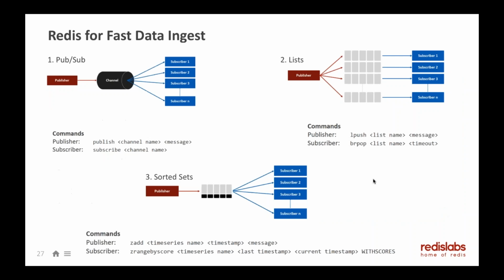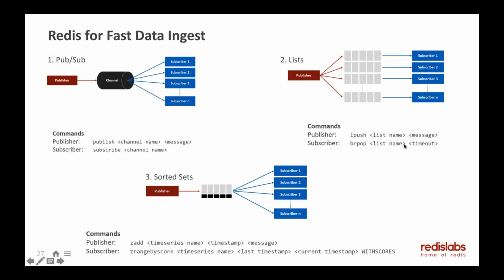I'll show a quick example. So the idea is there is a publisher and a subscriber. In all 3 examples here, the 3 examples are based on pub/sub, lists, and sorted sets. You have a publisher and you have a lot of clients that have subscribed to this data. The idea is the publisher puts the data into a channel, or it puts the data into one or more sorted sets or list data structure, and all the subscribers receive all this information.